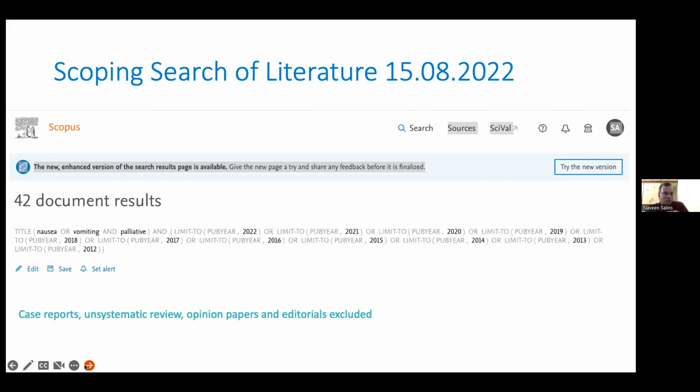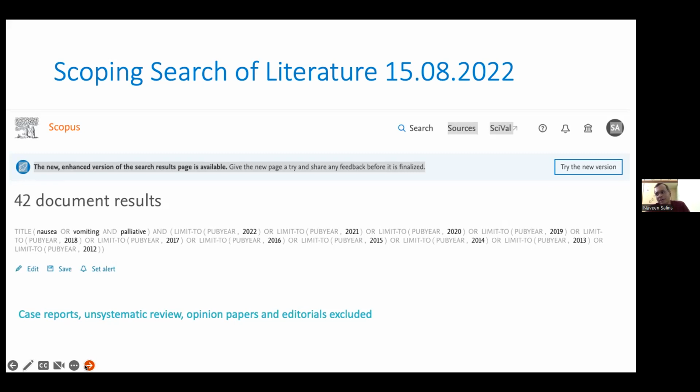So when I searched for the last 10 years, using nausea, vomiting, and palliative as the keywords, there were only 42 hits. So you can imagine the numbers are quite low, the evidence is quite less. And I am not discussing any case reports. There are a lot of opinion papers written on nausea and vomiting, or unsystematic reviews, where somebody has just written a review article, and editorials.